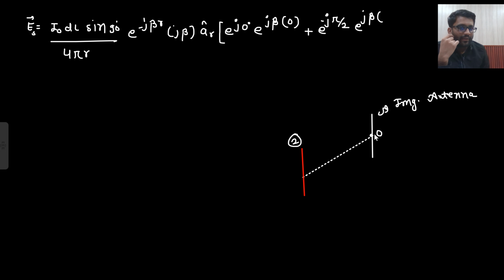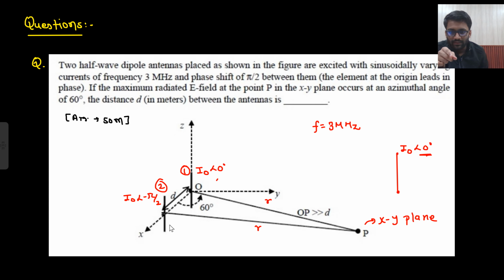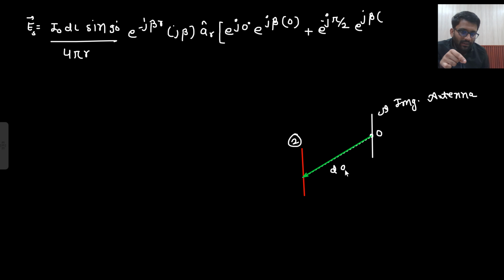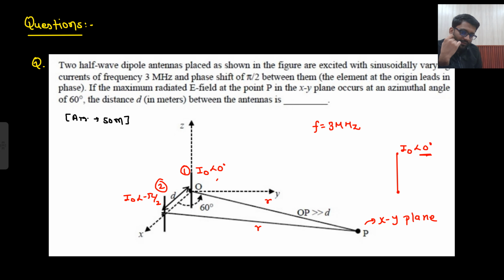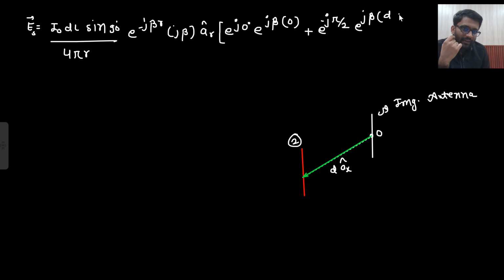So what I am going to do, from the imaginary antenna at the origin towards antenna 2, I am going to assume a vector. And that vector will be this vector. This vector I am going to assume. What is this distance? D distance. So I can call this vector dAx cap. And then, here I am writing dAx cap dot AR cap.